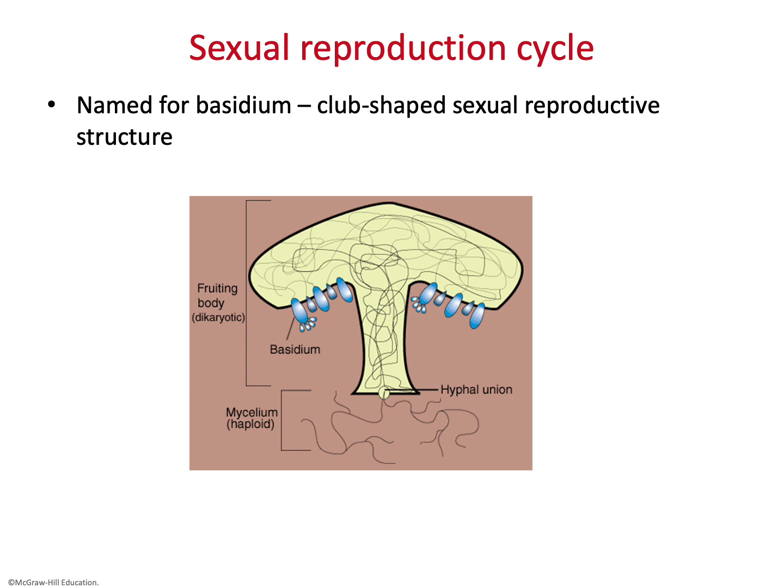called basidiospores. These basidiospores can travel through wind and land on a moist environment and start a new fungal hyphae.